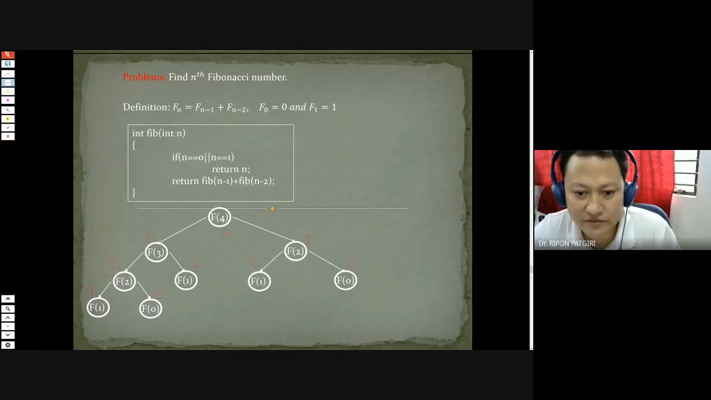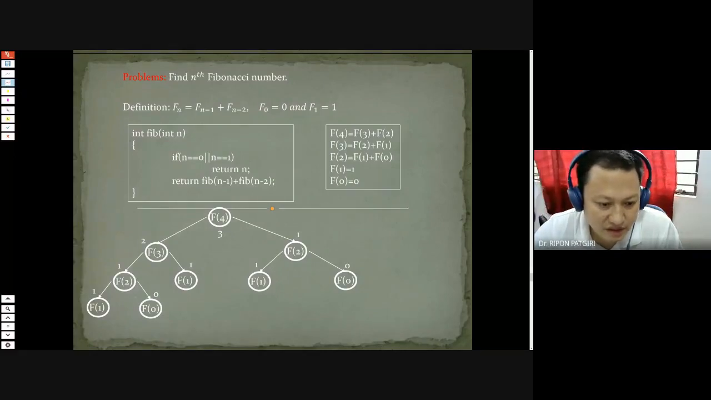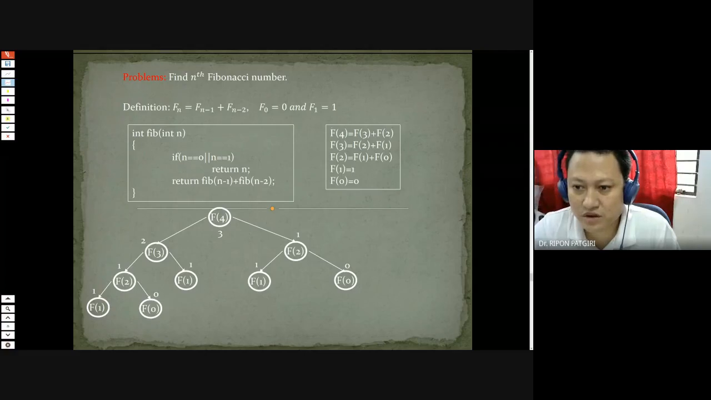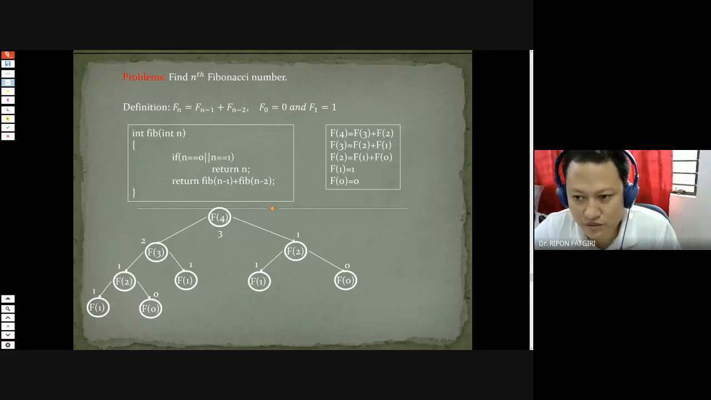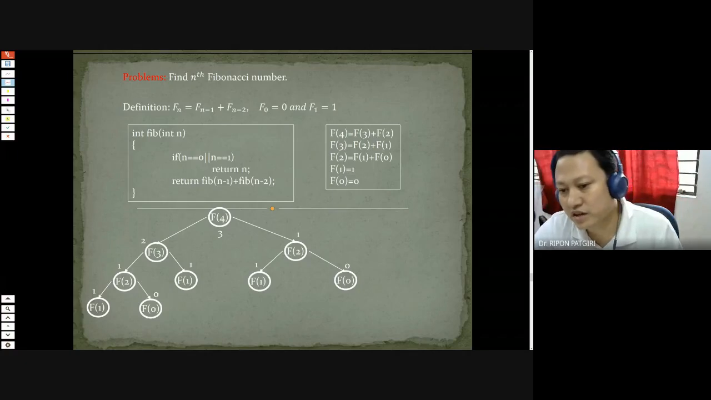So this is the calculation of the Fibonacci number. Here I have written that Fibonacci of 1 will return 1, Fibonacci of 0 will return 0, and it will give you the value of 3. First, what is Fibonacci of 4? We don't know, but the definition is Fibonacci of 4 is Fibonacci of 3 plus Fibonacci of 2. What is Fibonacci of 3? We don't know, but the definition is Fibonacci of 3 is Fibonacci of 2 plus Fibonacci of 1. What is Fibonacci of 2? We don't know, it is Fibonacci of 1 plus Fibonacci of 0. What is Fibonacci of 1? We know that Fibonacci of 1 is 1 and Fibonacci of 0 is 0.